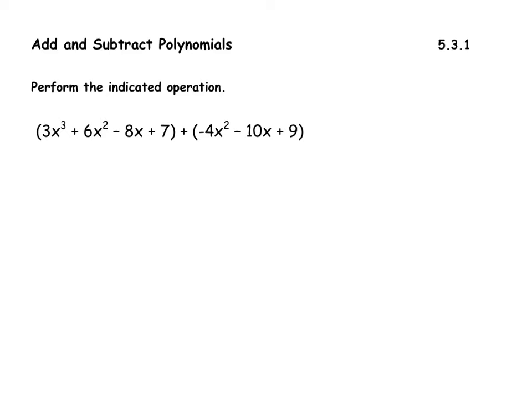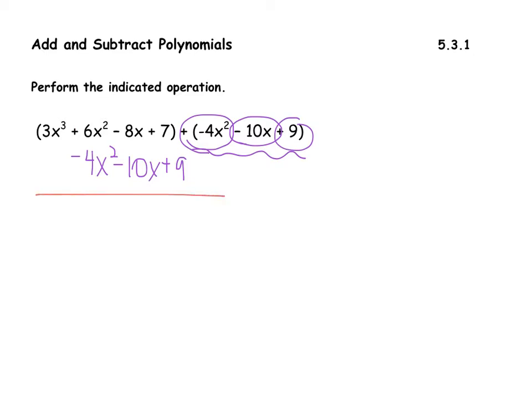Okay, so first, adding polynomials. Adding polynomials is as simple as adding like terms. I would suggest rewriting the second polynomial where each term is underneath its like term in the first equation. So we're going to be adding a negative 4x squared. So I'm going to write negative 4x squared underneath 6x squared. We're going to add a negative 10x. So I'm going to write minus 10x.